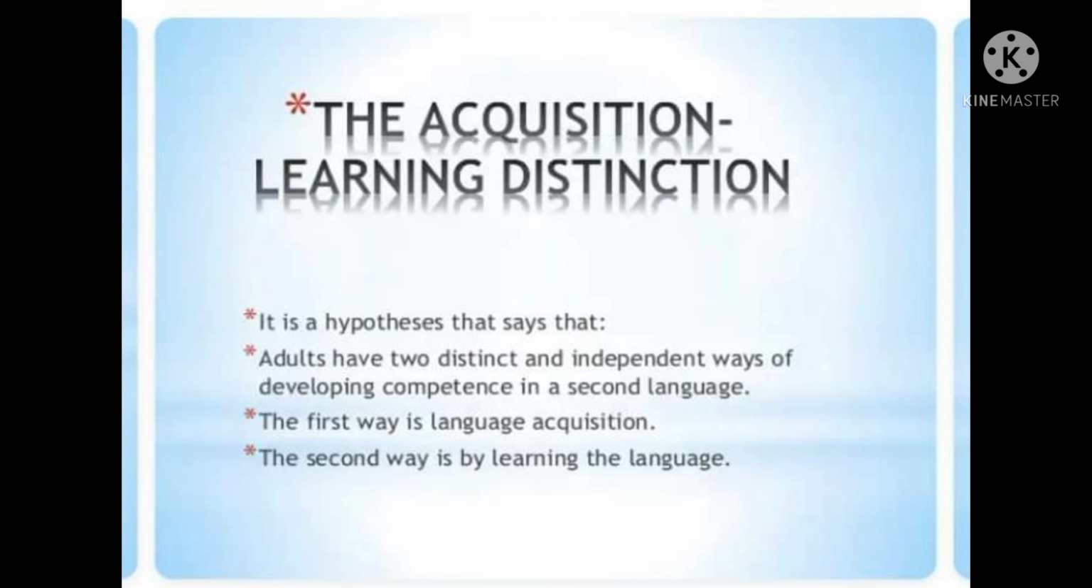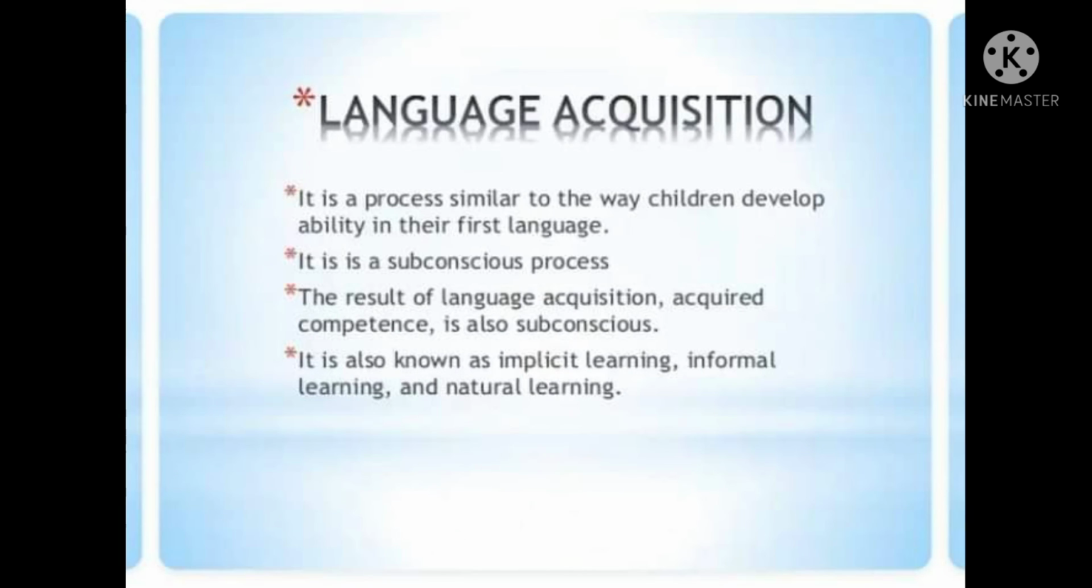Let's talk about the acquisition-learning distinction. It is a hypothesis that says that adults have two distinct and independent ways of developing competence in a second language. The first way is language acquisition. The second way is learning the language. Language acquisition is a process similar to the way children develop ability in their first language. It is a subconscious process. The result of language acquisition, acquired competence, is also subconscious. It is also known as implicit learning, informal learning, and natural learning.